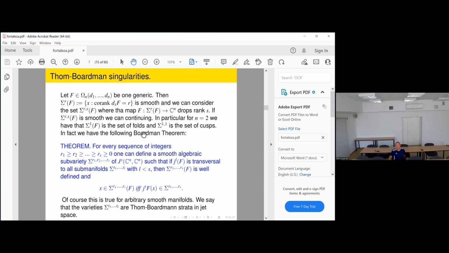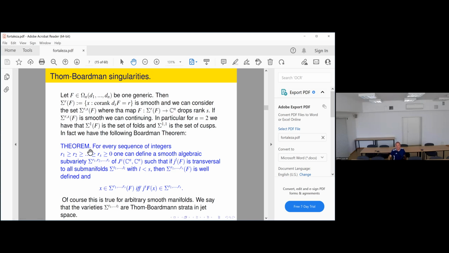In particular, if n equals 2, we have that Sigma^1 is the set of folds and Sigma^{1,1} is the set of cusps. This means that we consider the space at which the mapping, for example, drops rank by 1. This is a part of the critical varieties. Then again, we do the same, for example, drop again by 1 and so on. And for generic mappings, this procedure is well defined, which was proved by Boardman.